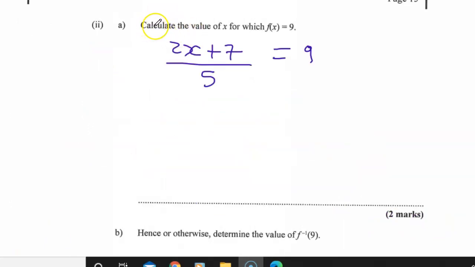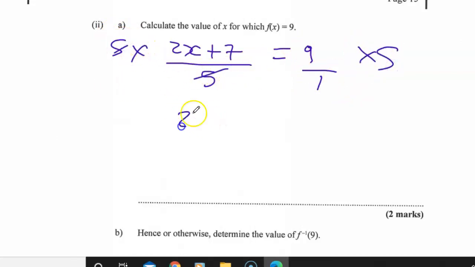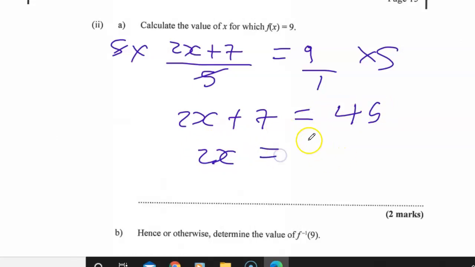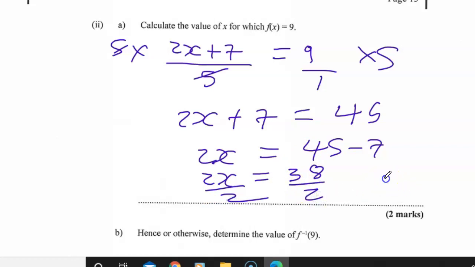Next, calculate the value of x for which f of x is equal to 9. Now recall that f of x was 2x plus 7 upon 5. So if f of x is equal to 9, then 2x plus 7 upon 5 is equal to 9. We can times both sides by 5. So we end up with 2x plus 7 equal to 5 times 9, that's 45. And we can subtract 7 from both sides. So 2x equal to 45 take away 7, that's 38. Divide both sides by 2. The solution, x is equal to 19.